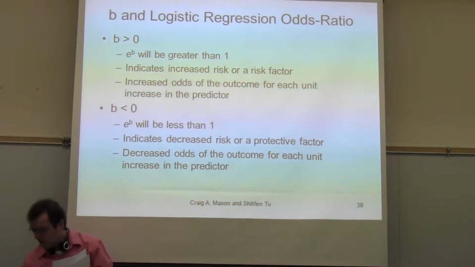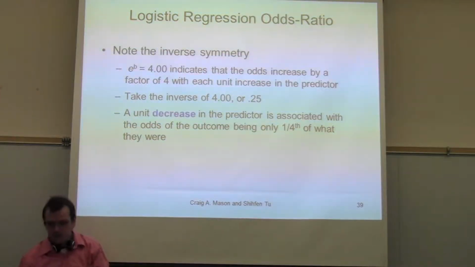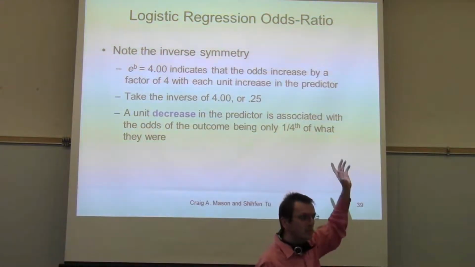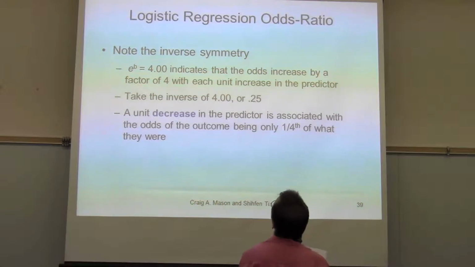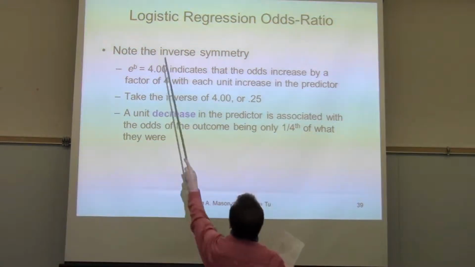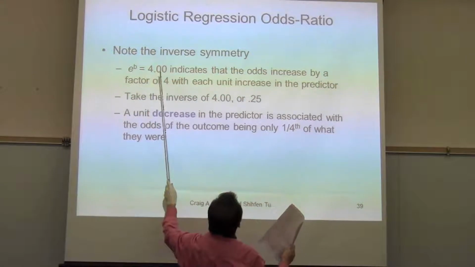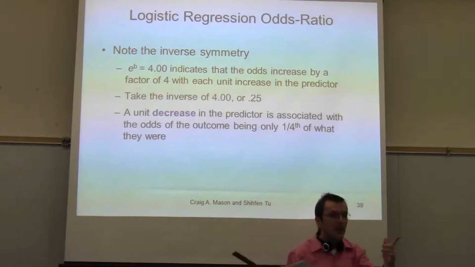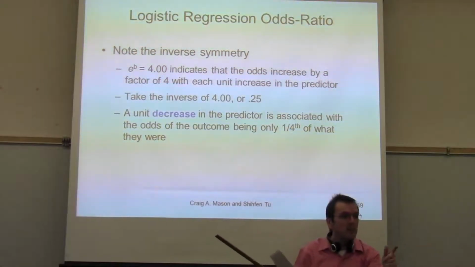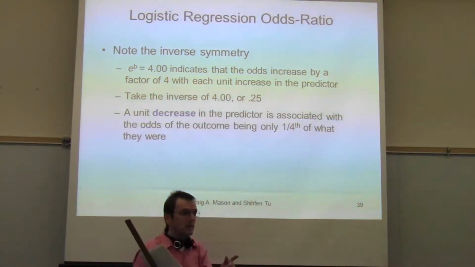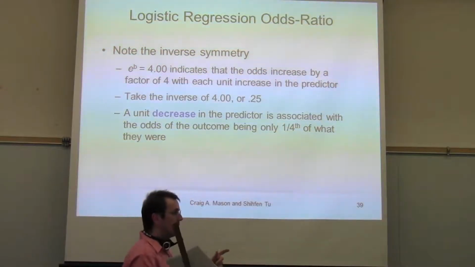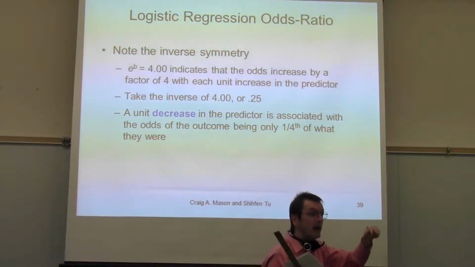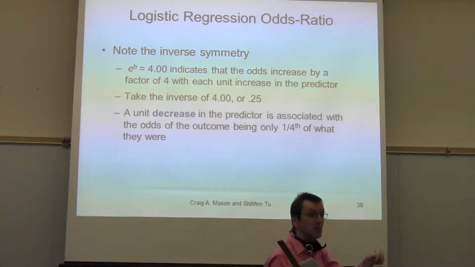Now, one thing that's kind of cool with this is, as we saw earlier, note this sort of inverse symmetry. Well, actually, in this case, it is inverse. An odds ratio of 4 means a unit increase in x increases my odds by 4 times what they were before.